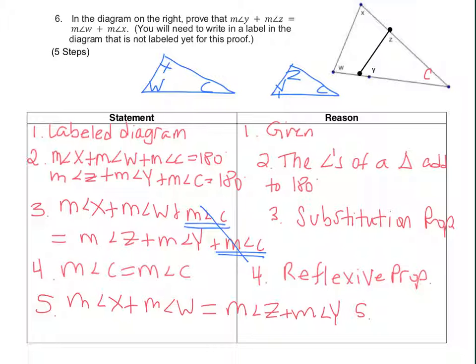I'm running out of room here for the subtraction property. Oh, I can fit it. So let's see if that's what we needed. X plus W equals Z plus Y. Z plus Y. There you have it. And we're done.